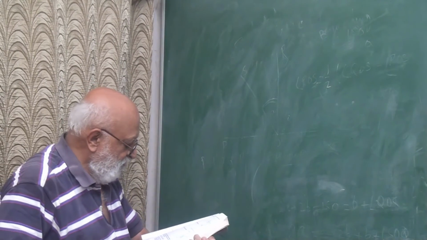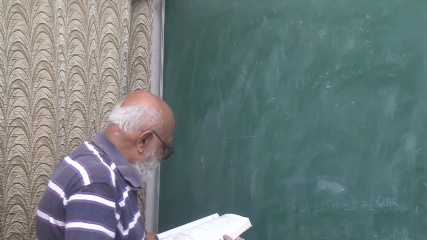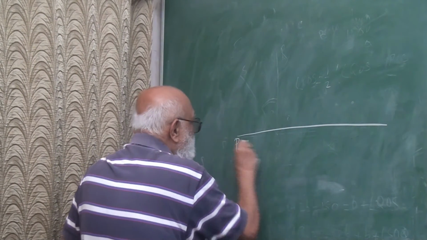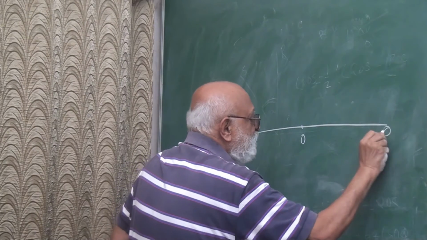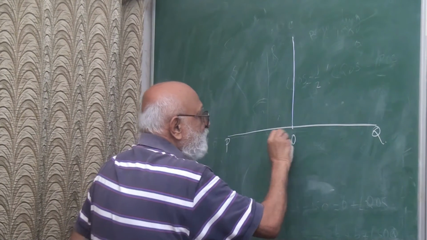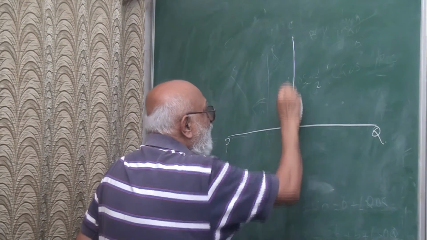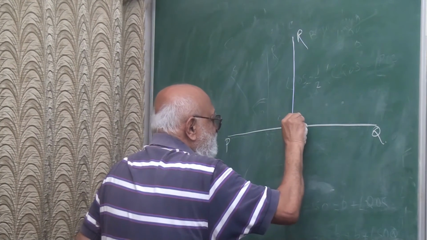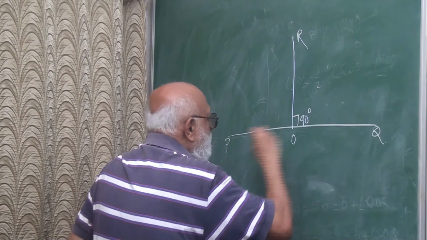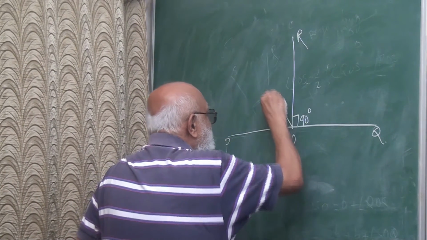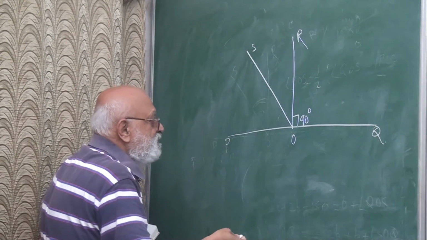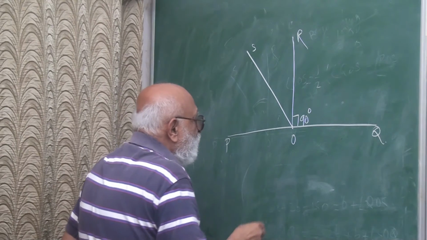Another interesting problem from the book. This is number 5, which says that POQ is a line. POQ is a line. And then we draw a perpendicular on POQ and we call it OR, and this is given as 90 degrees because we are drawing a perpendicular. Now we draw another line OS at any angle. It doesn't say anything.